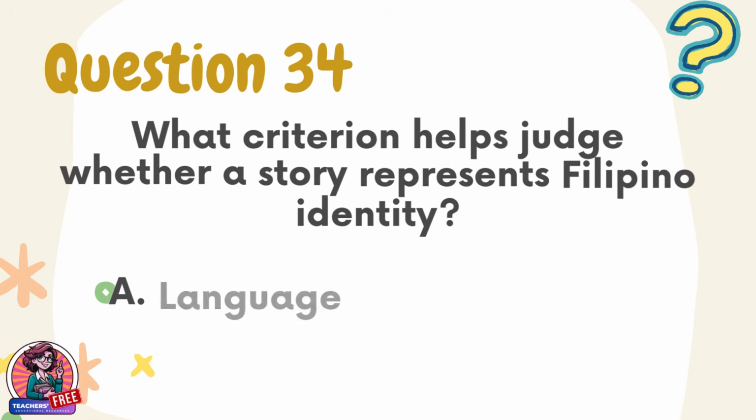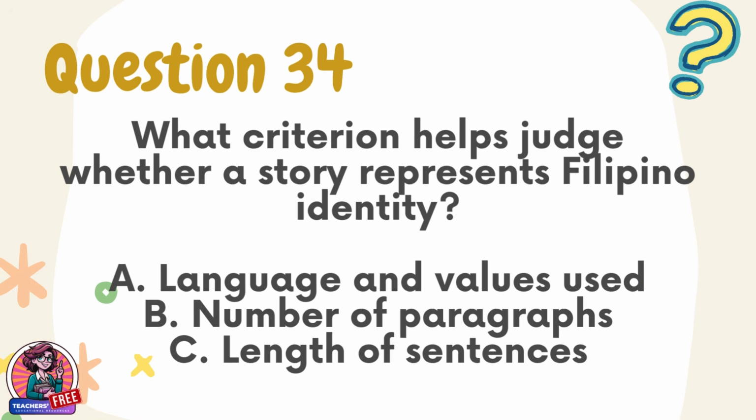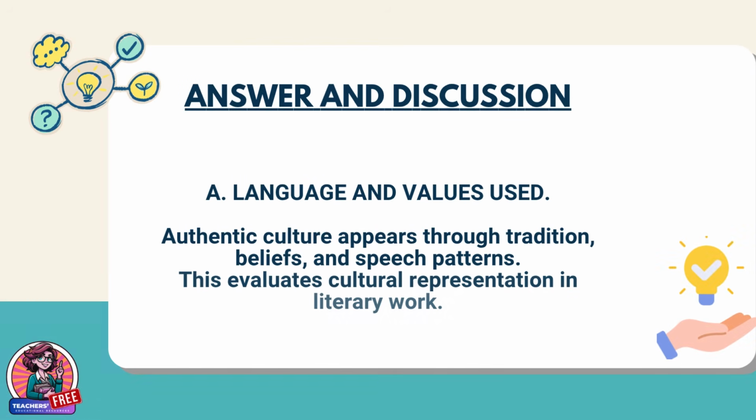Question 34. What criterion helps judge whether a story represents Filipino identity? A. Language and values used. B. Number of paragraphs. C. Length of sentences. Answer. A. Language and values used. Authentic culture appears through tradition, beliefs, and speech patterns. This evaluates cultural representation in literary work.